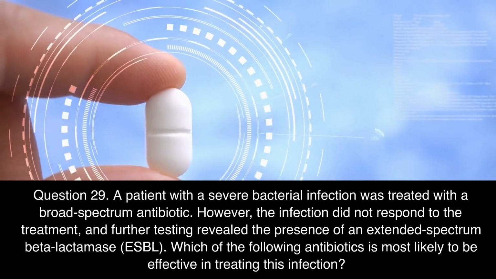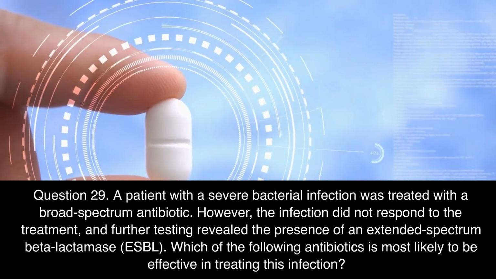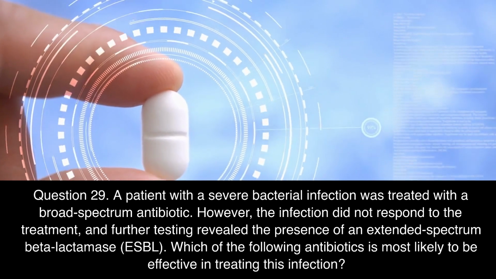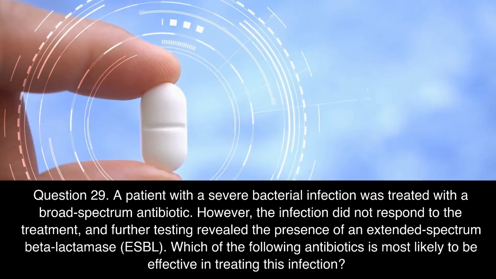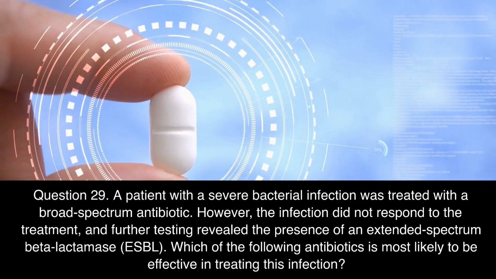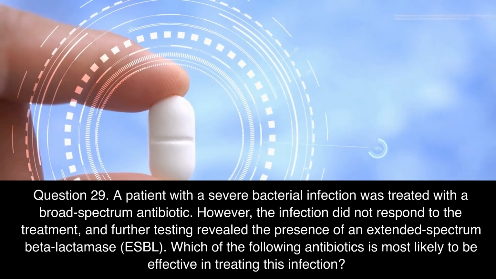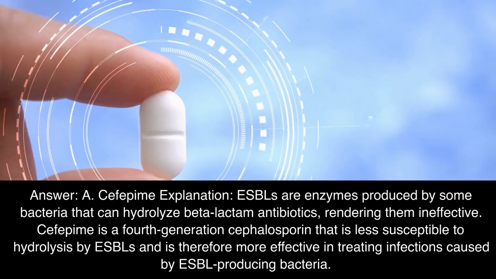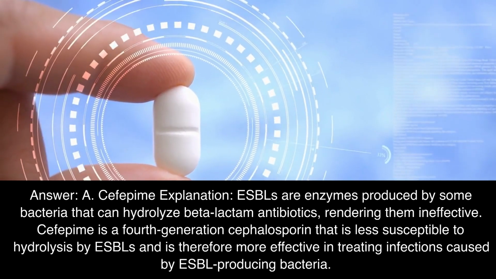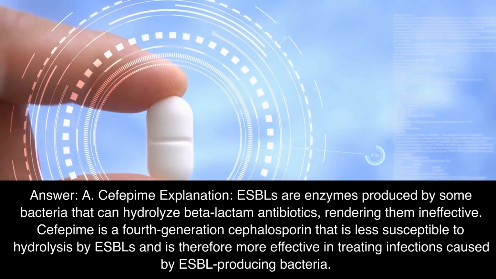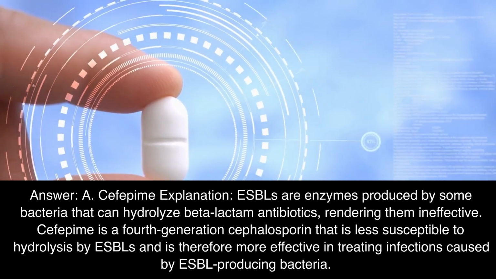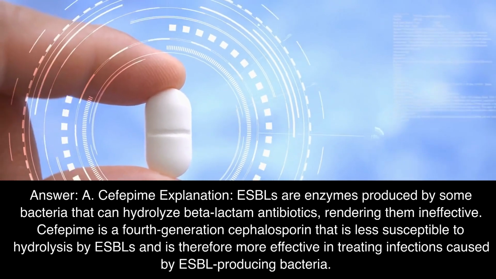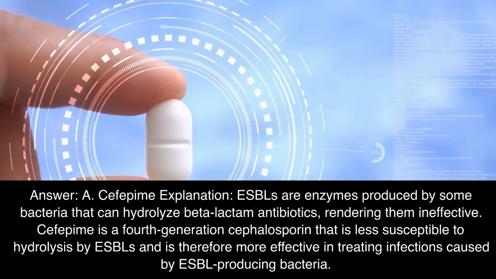Question 29. A patient with a severe bacterial infection was treated with a broad-spectrum antibiotic. However, the infection did not respond to the treatment, and further testing revealed the presence of an extended-spectrum beta-lactamase, ESBL. Which of the following antibiotics is most likely to be effective in treating this infection? A. Cefepime, B. Gentamicin, C. Vancomycin, D. Azithromycin. Answer: A. Cefepime. Explanation: ESBLs are enzymes produced by some bacteria that can hydrolyze beta-lactam antibiotics, rendering them ineffective. Cefepime is a fourth-generation cephalosporin that is less susceptible to hydrolysis by ESBLs and is therefore more effective in treating infections caused by ESBL-producing bacteria.